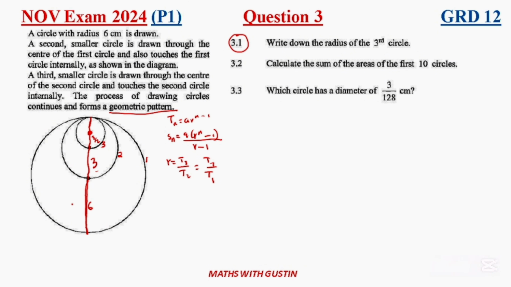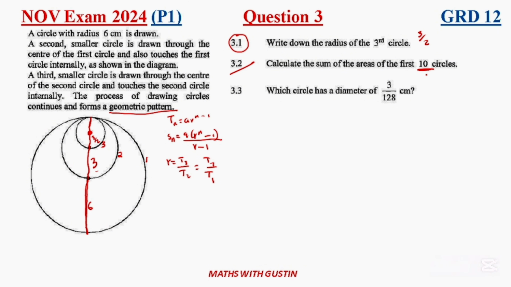Okay, makes sense, guys? Makes sense. All right, so now they said we need to determine the radius of the third circle, so it's just going to be 3 over 2. Okay, all right. 3.2 says calculate the sum of the areas of the first 10 circles.